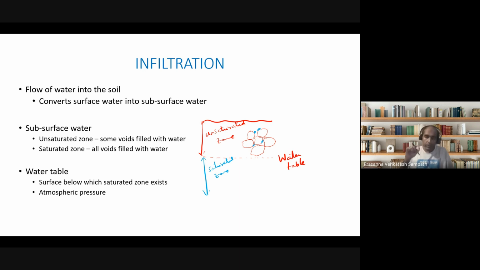And the water table, interestingly, is supposed to be at atmospheric pressure. So if you look at this water table, the pressure at this point is P atm. And if you go below the water table, what will happen to the pressure? Let's say I pick a point here below the water table. What will the pressure here be? Will it be equal to atmospheric pressure, or more than atmospheric pressure, or less than atmospheric pressure? What do you think?